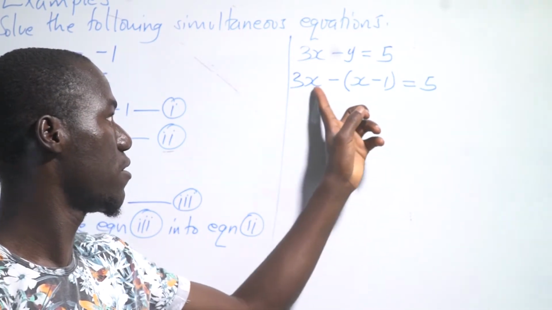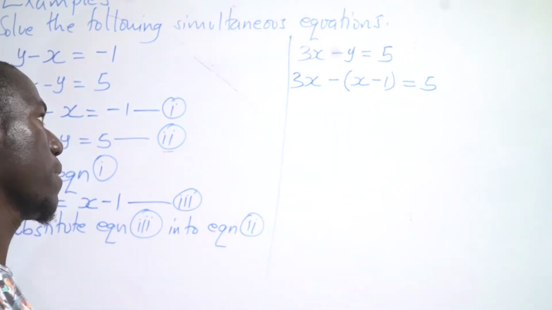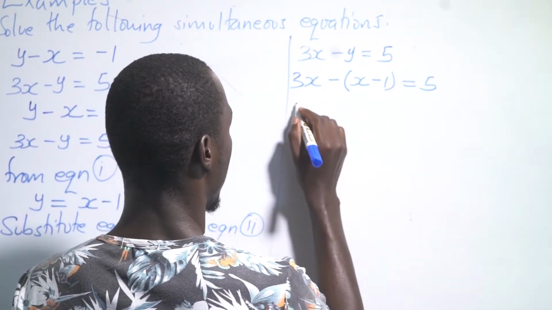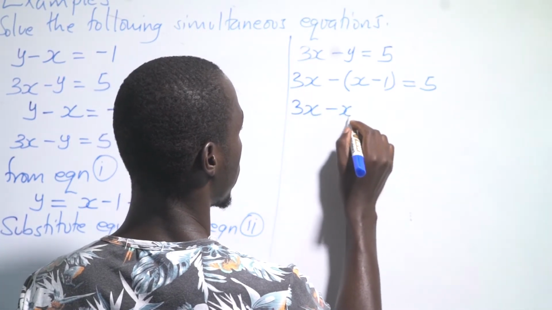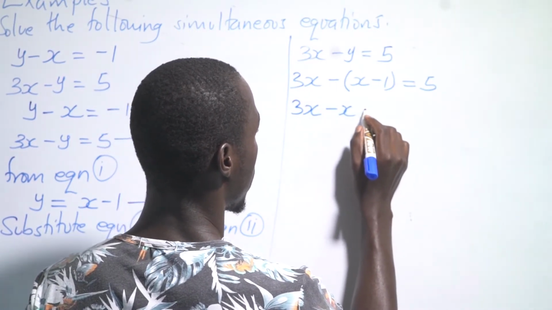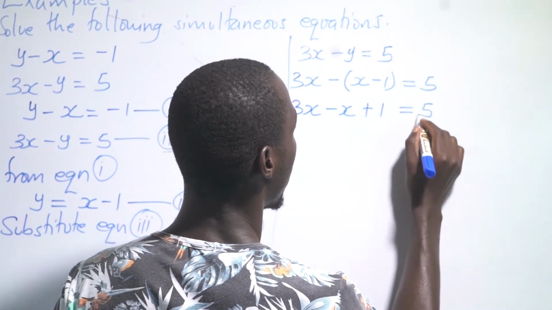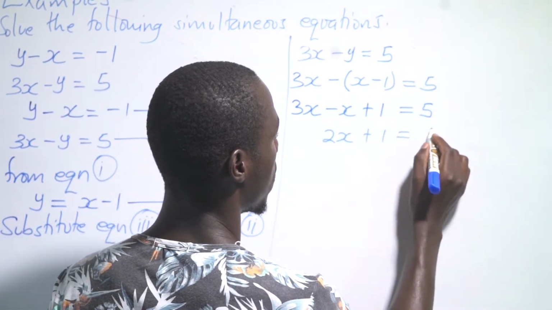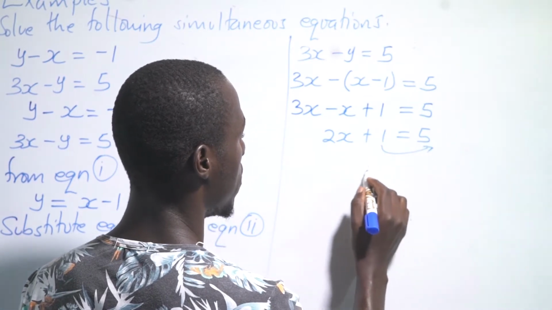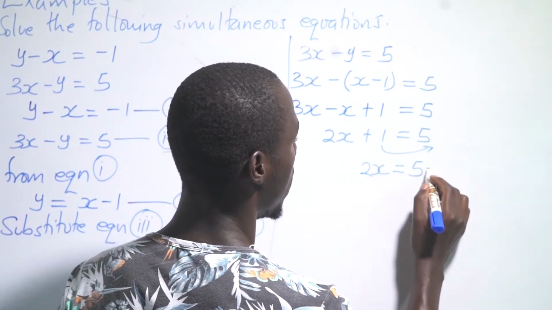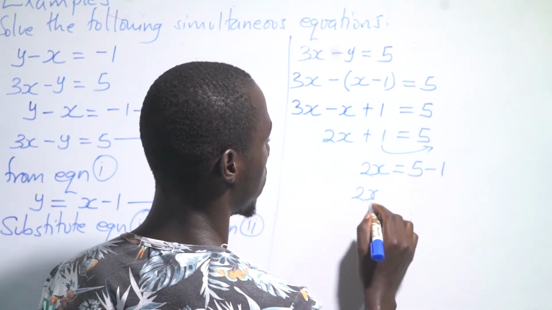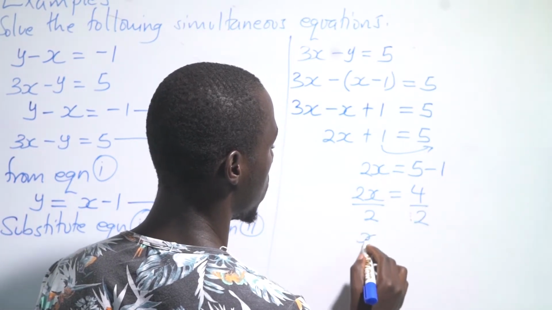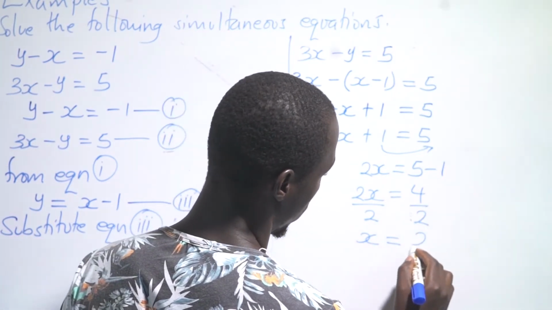Now this equation that I have here has only one unknown. Then I can continue to find that unknown. So when I open the brackets, 3x minus x, minus times the minus becomes a positive. Then when I simplify here, that is the 2x plus 1 is equivalent to 5. I take the 1 the other side, that is 2x is equivalent to 5 minus 1. 2x is going to be equivalent to 4. Then I divide both sides by 2 to get my x value as a 2.